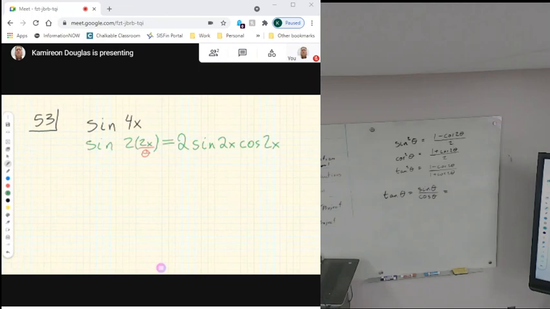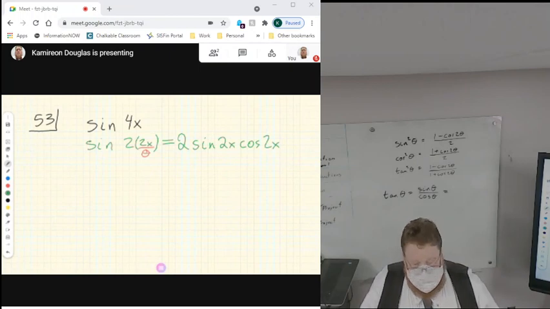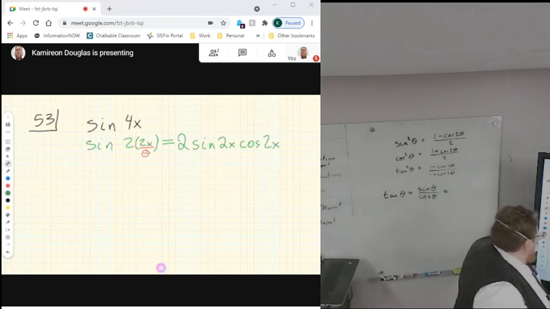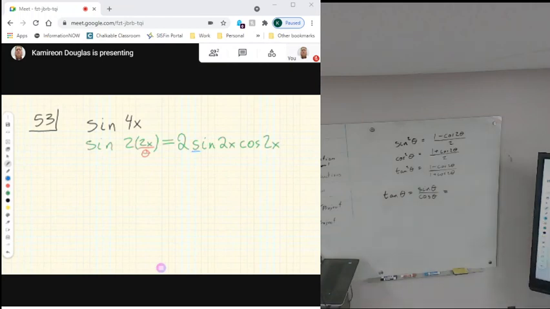Alternatively, you could have done 2x plus 2x and used a sum formula. You could have done 5x minus x and used a difference formula. There's a lot of formulas you could use. This is one that just happened to match with this chapter's materials. But notice, my problem says to get it in terms of sine x and cosine x. This is not in terms of sine x and cosine x. It is in terms of sine of 2x and cosine of 2x. So I'm going to fix this by rewriting this term and by rewriting that term.